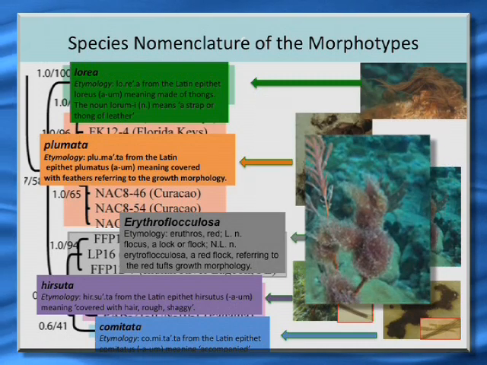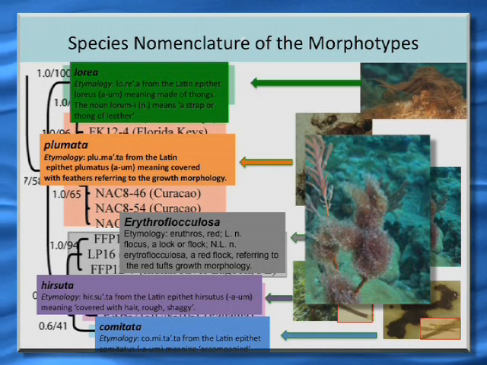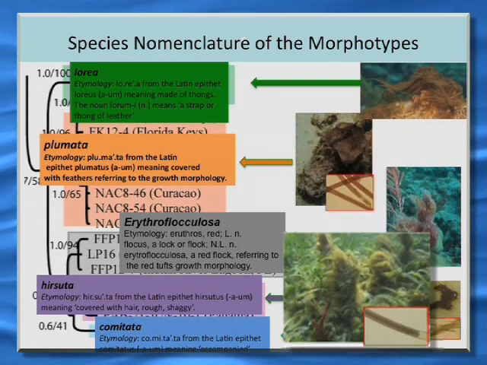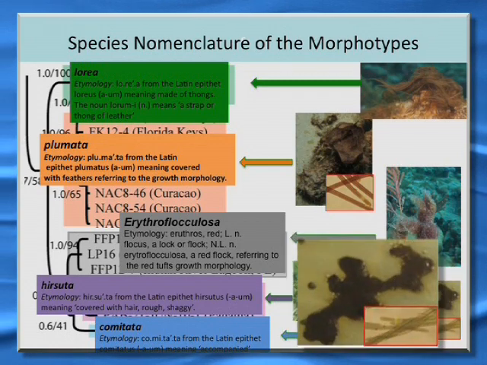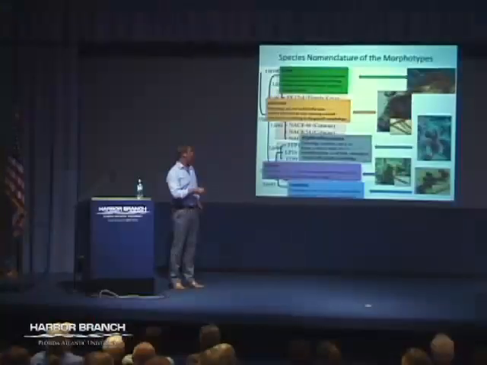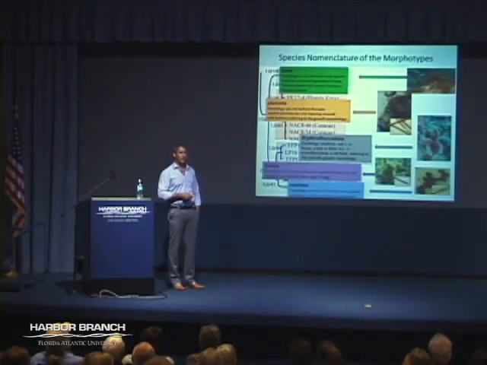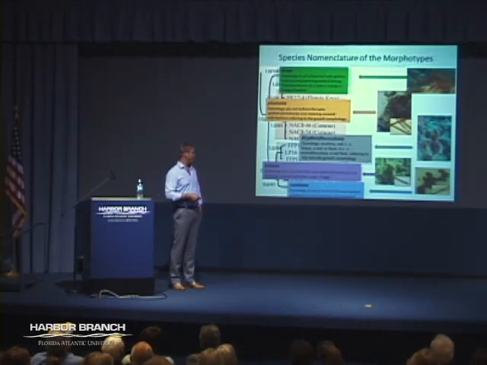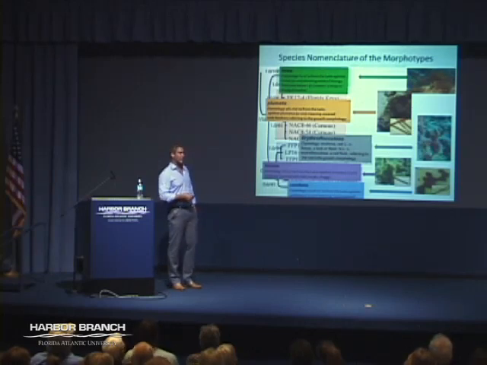Erythroflocculosa, it's very common here in the Indian River Lagoon. It usually forms very big mats outside the Smithsonian on the South Island, which means red tufts in Greek, red hair. Hirsuta forms very shaggy-looking, hair-like things. And comitata, which means coming together, we found as an epiphyte with another cyanobacteria. The four top ones are very common in southern Florida, in the River Lagoon, down in the Keys as well. Comitata I've actually only found in Curaçao, but it's also included in this group.